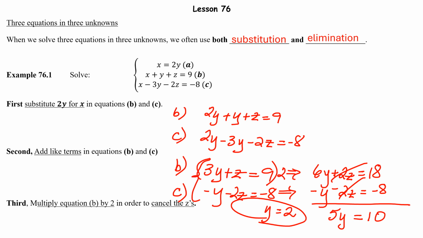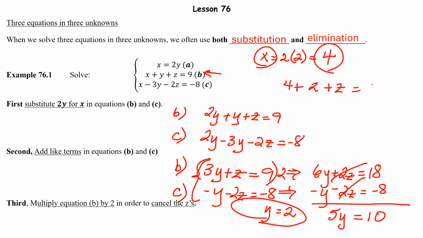So I'm going to take that y and plug it into equation A so I can get x. We know that x is equal to 2 times y, and y is 2, so that gives me that x is 4. So I have x is 4. Now I have x and y, and I'm going to plug those into equation B to figure out what z is. So x is 4 plus y is 2 plus z is 9. So z is equal to 9 minus 6, which is 3.